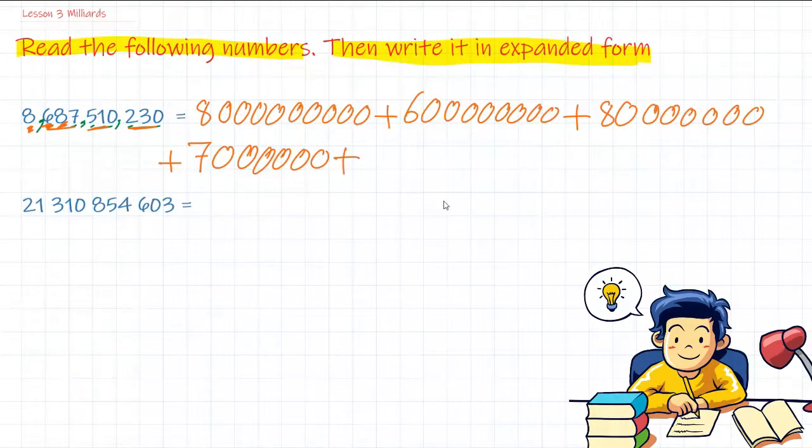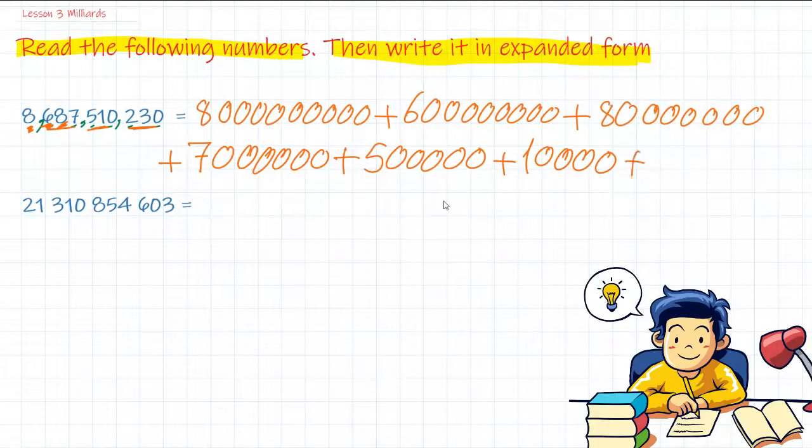Plus 5 and 5 zeros to the right of it. Plus 1 and 4 zeros. Plus we have 0 here. 0 has no value in any number, so skip it and move to the next digit, which is 2 and 2 zeros, because it's 100, and 3 and 1 0, and of course we have 0 in the units, so don't write it. Okay, let's move to the next one.